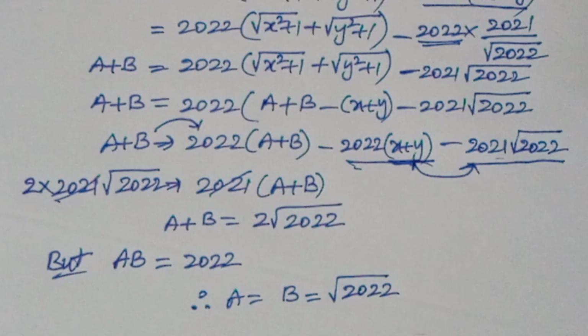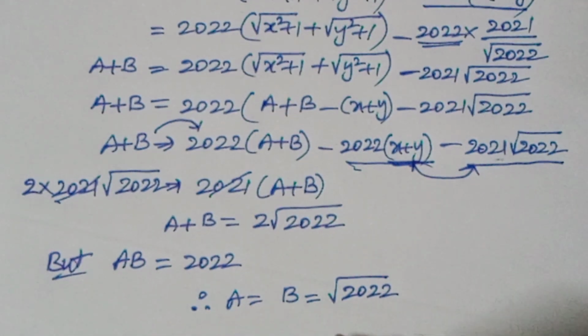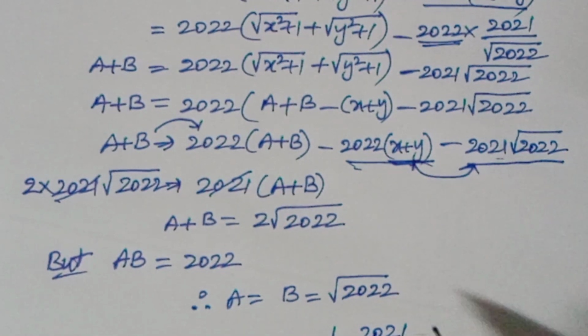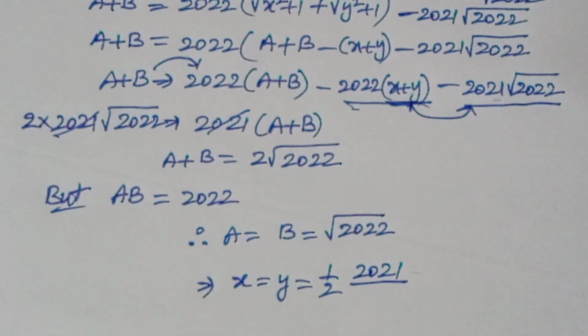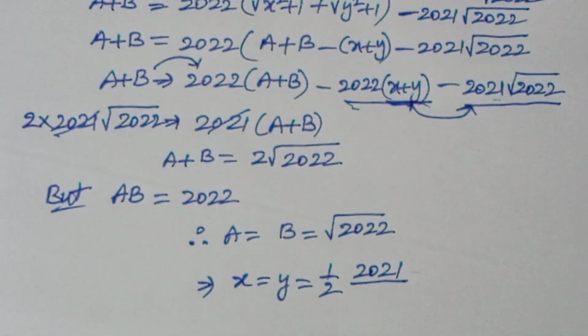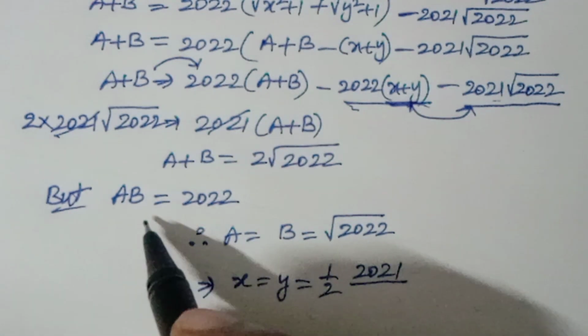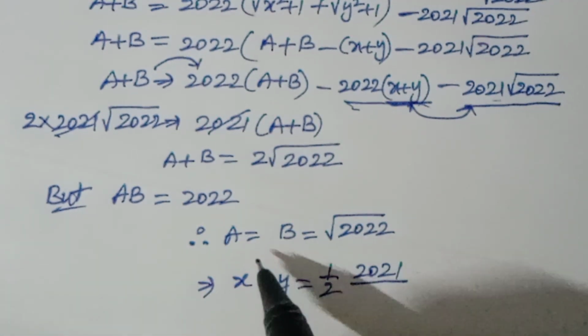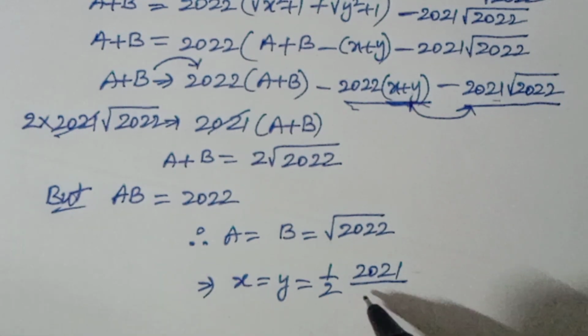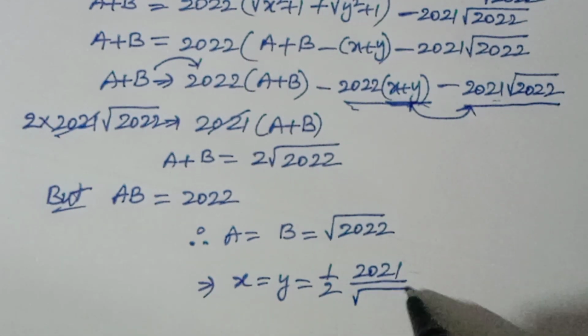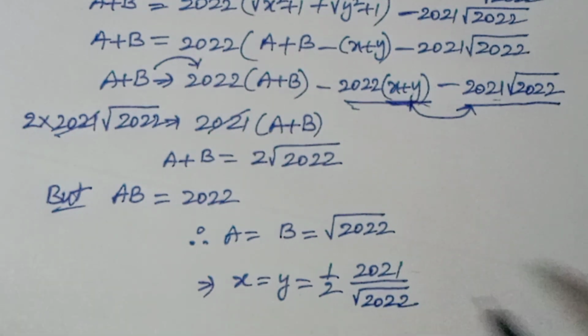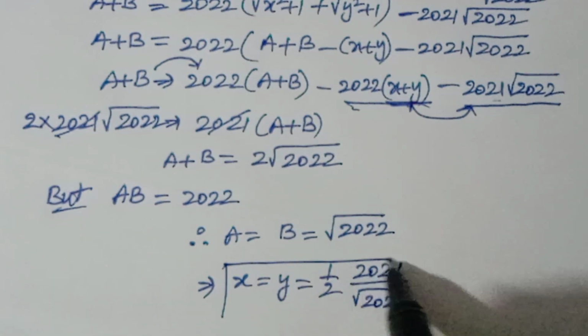x value is equal to y value is equal to 1 by 2 into 2021 by root of 2022, since x + y is equal to 2021 by square root of 2022. So these are the values of x and y.